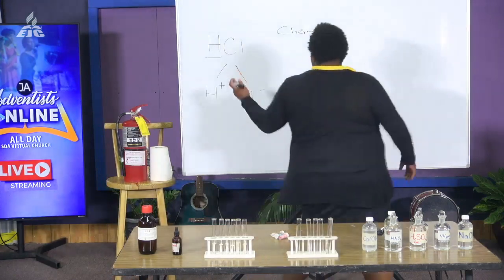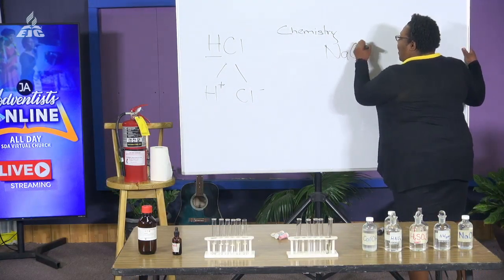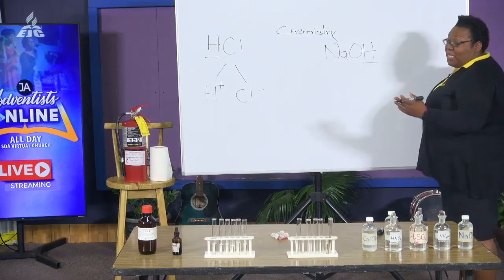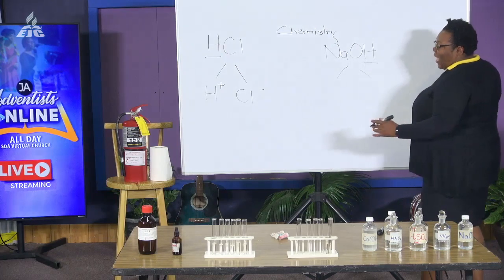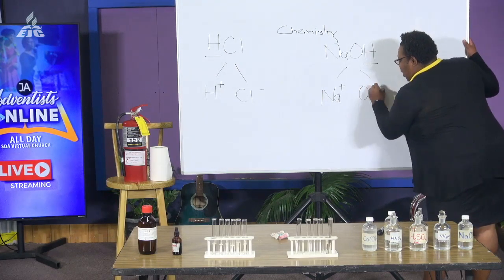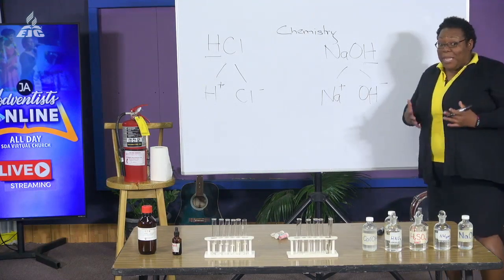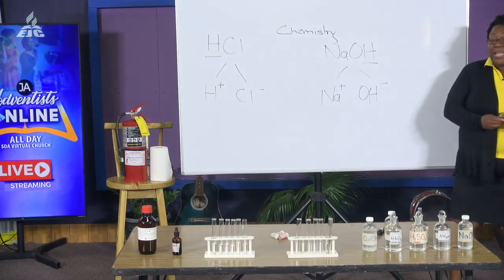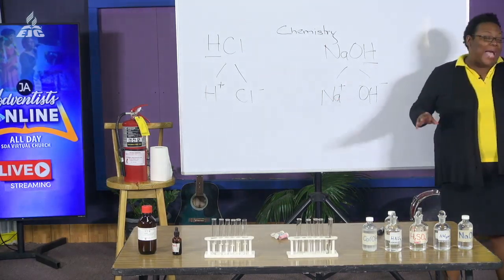I could take another compound that has hydrogen as well, sodium hydroxide. We can see that hydrogen is there, but if it were to be ionized, separated into its ions, hydrogen would not form a positive ion here, right? So while many compounds do contain hydrogen, an acid is the one that has hydrogen as the only positive ion when ionized in aqueous solution.